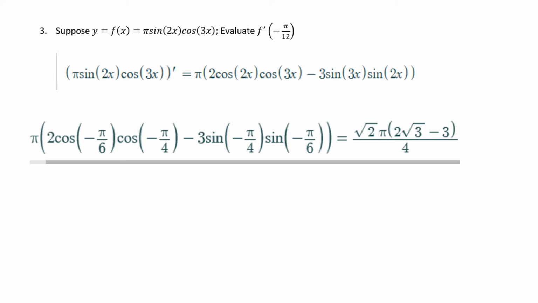Number 3, we had this. You had to use the product rule, chain rule, and constant rule, I guess. You're evaluating f prime at minus pi over 12. So the derivative, you can see here, has to be 100% right, or else it's minus 10, the way I would grade it. And the number that you come up with is this number that you see.